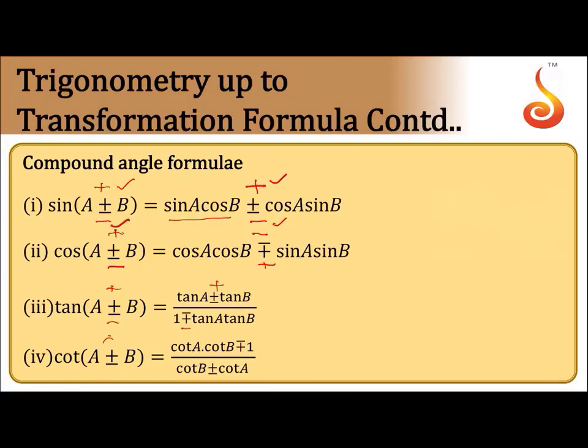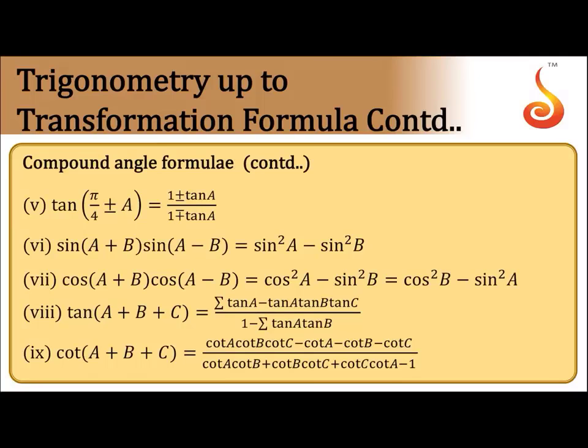Cot A plus B is equal to cot A cot B minus 1 by cot A plus cot B. Whereas cot A minus B is equal to cot A cot B plus 1 divided by cot B minus cot A.